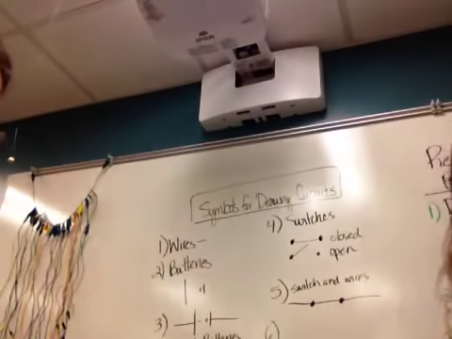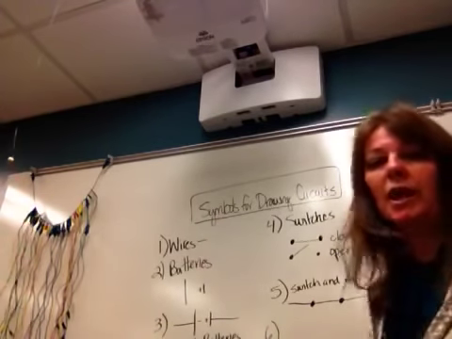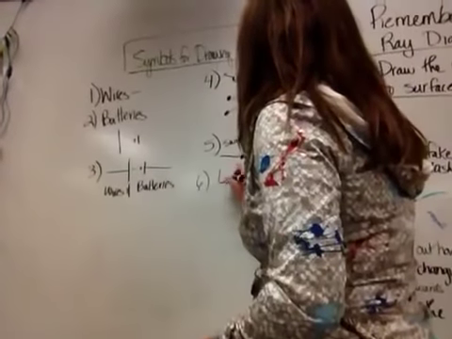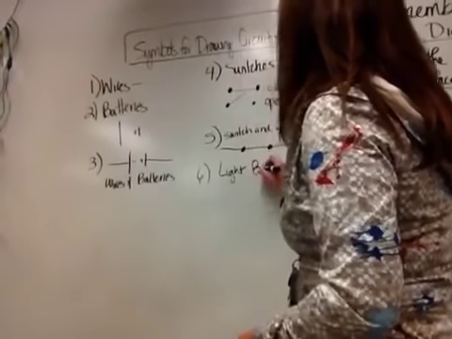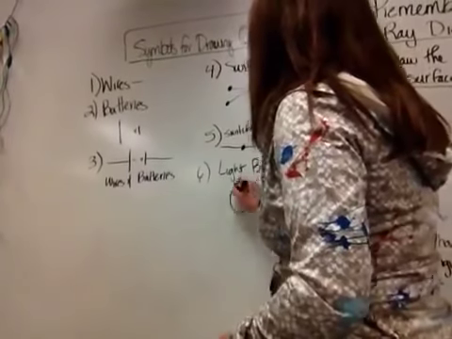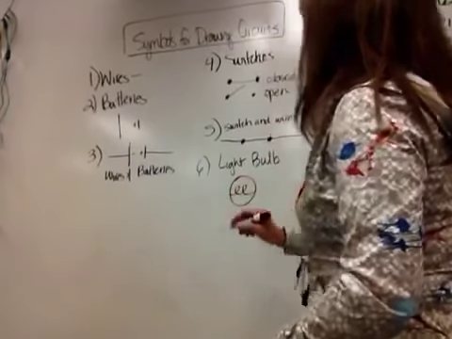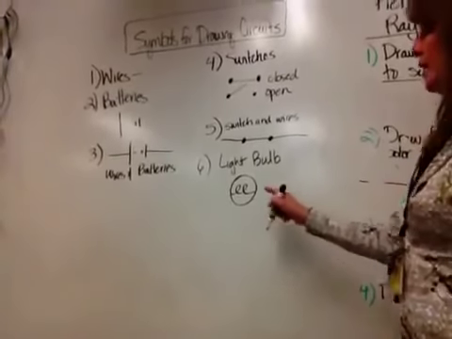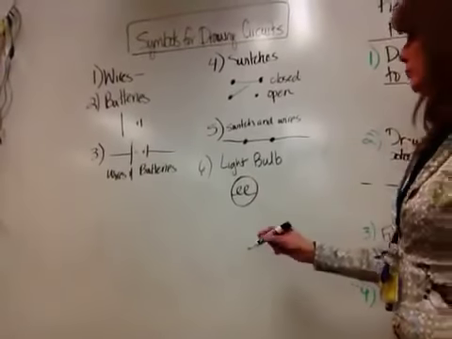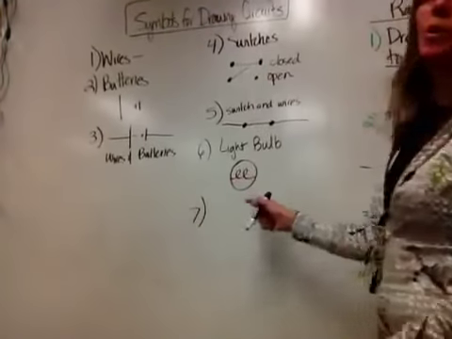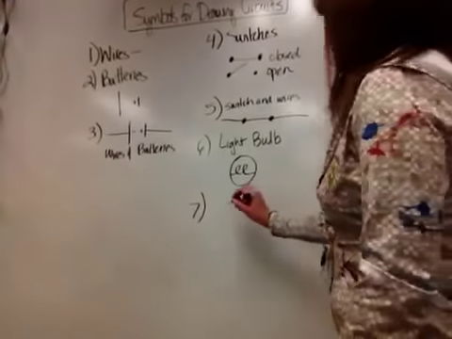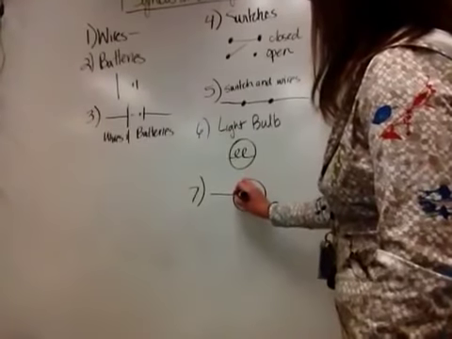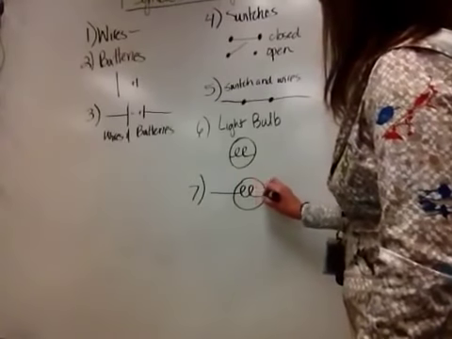Number 6. We're just booking. Let's do a light bulb. So we're going to do a light bulb next, and a light bulb is simply a circle with a squiggly line in between it. Easy. That's a light bulb. Now, of course, number 7, we're going to hook up the light bulb with some wires.